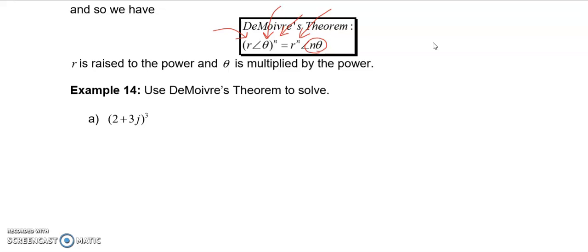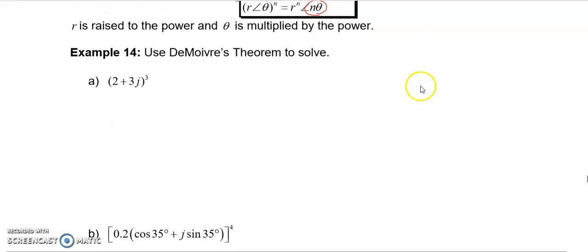So let's look at example number 14 here. It says, use de Moivre's theorem to solve. Actually, that should be to evaluate, but okay, let's play their game. Notice this time the number is actually in rectangular form. That's a little bit of a drawback because to use de Moivre's theorem, it has to be in polar form. Well, let's do our calculation.